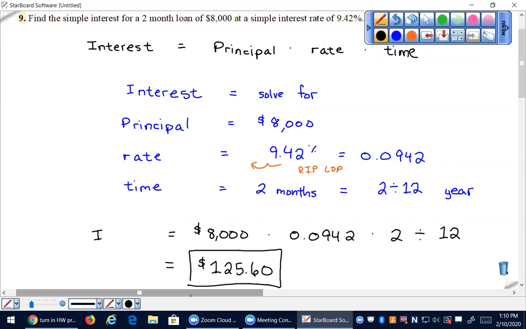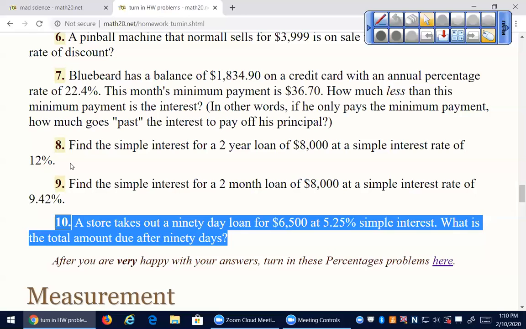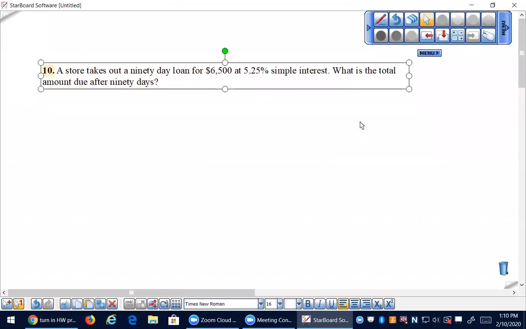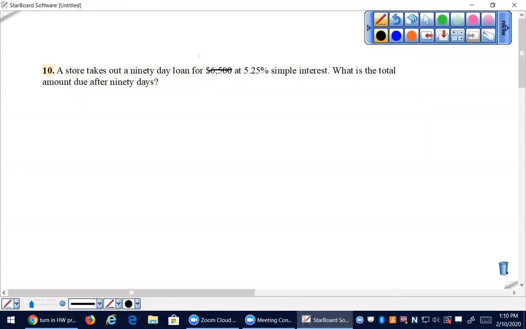We're going to do 10. I'm going to change the numbers, so I'm not giving away all the homework for you. What should we change the numbers to? How about like 4,000 and 6.5%? Okay, that look good? The store takes out a 90-day loan. We'll keep it 90 days for $4,000 at 6.5% simple interest.